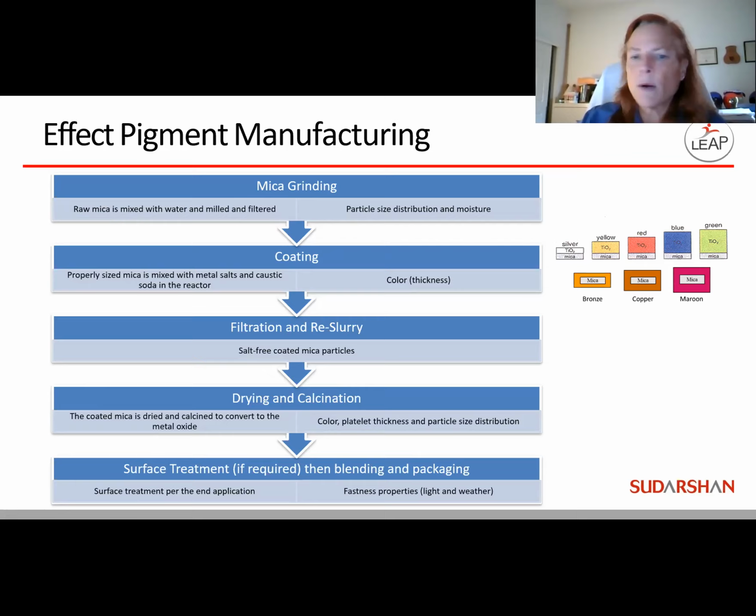In that calcine process, I know I had a specific temperature in there, but that temperature and time can alter depending on the surface that we put on, and it could also have multiple processes if there's multiple metal oxide layers in there, which then dictates the ultimate color, platelet thickness, and particle size distribution. And then if it's required for the final application, there's a surface treatment that could be added before the final blending and packaging.